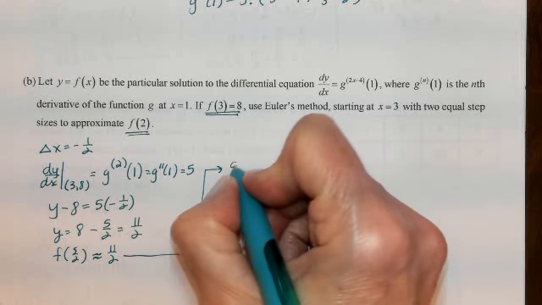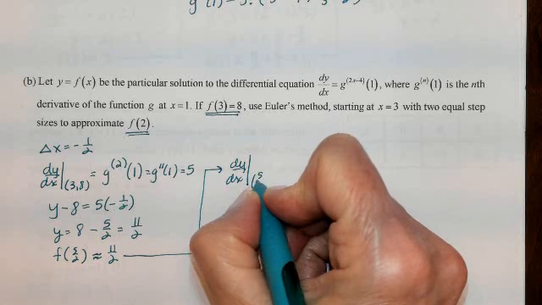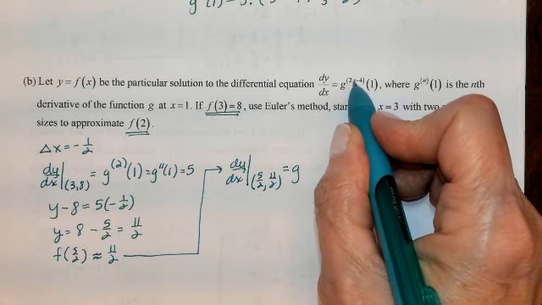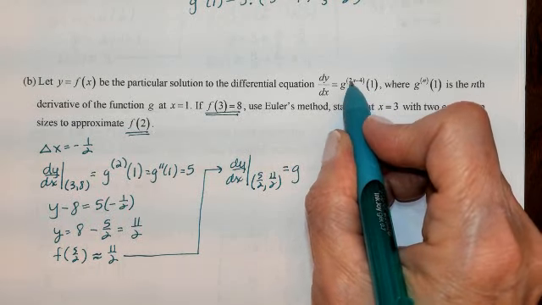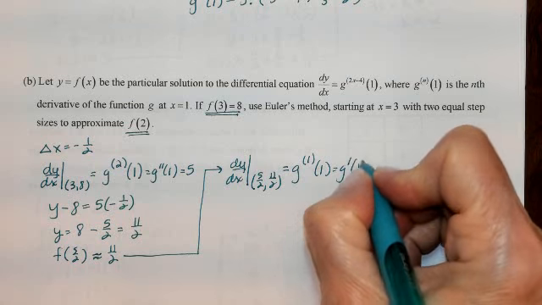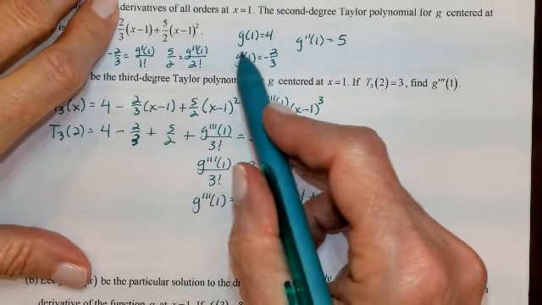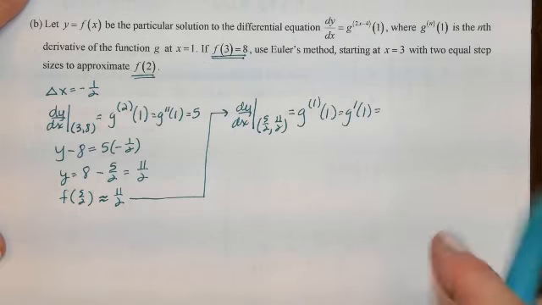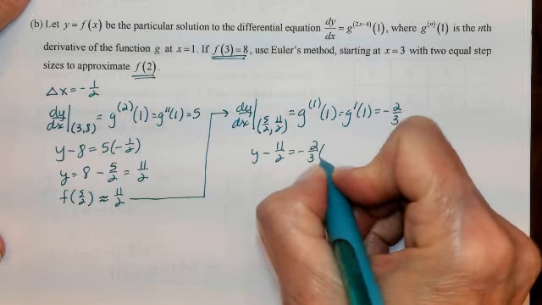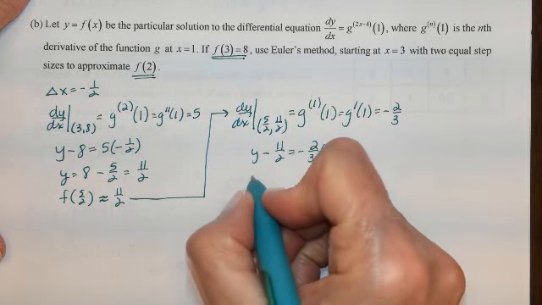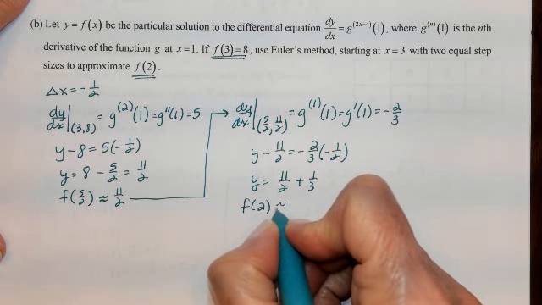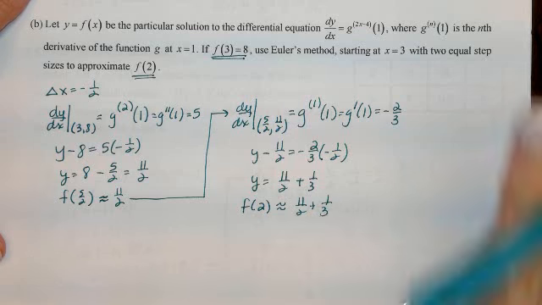On to our second step. Dy dx at 5/2, 11/2 is equal to, if I put 5/2 in for x, this will be 5 minus 4, or 1. So it's the first derivative at 1. So it's g prime at 1. Again, we found that up here. G prime at 1 is negative 2/3. The change in y is the slope times delta x. So y is equal to 11/2 plus 1/3. And f of 2 is approximately 11/2 plus 1/3. And I would say stop there.